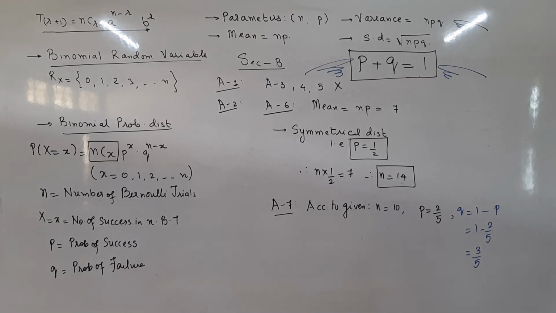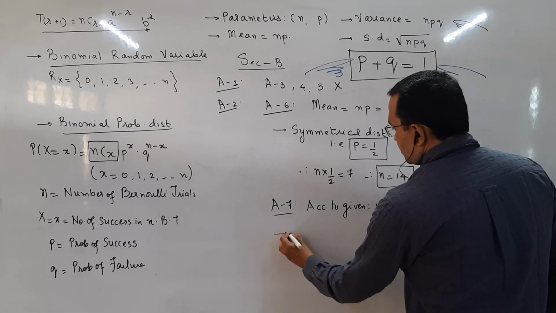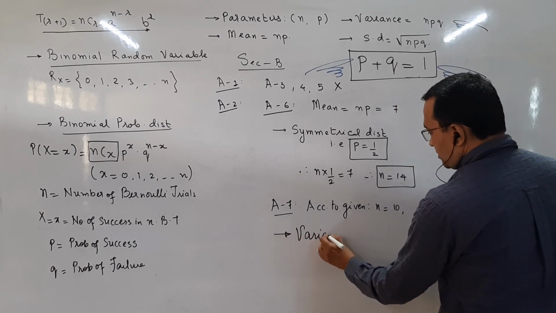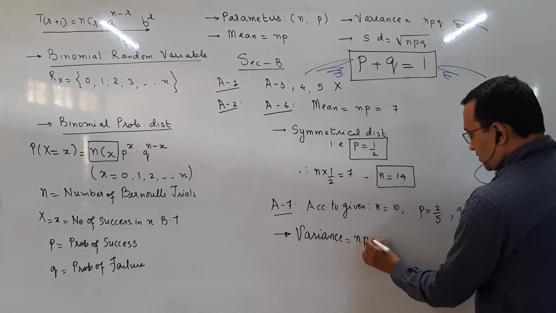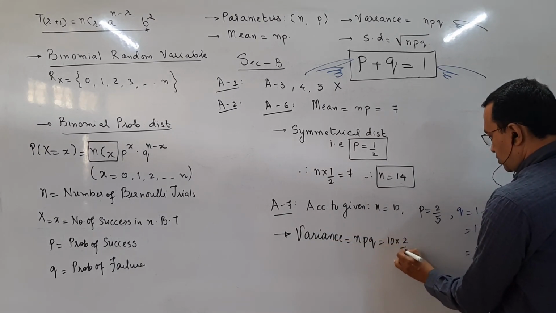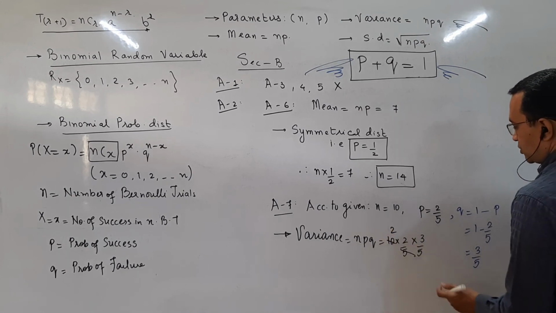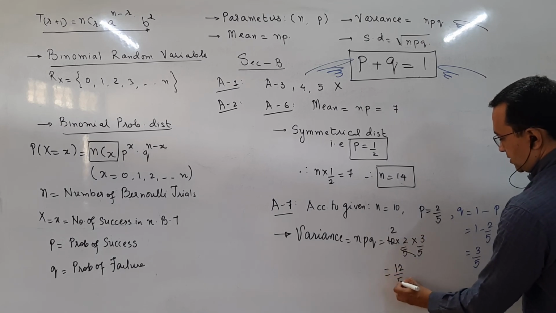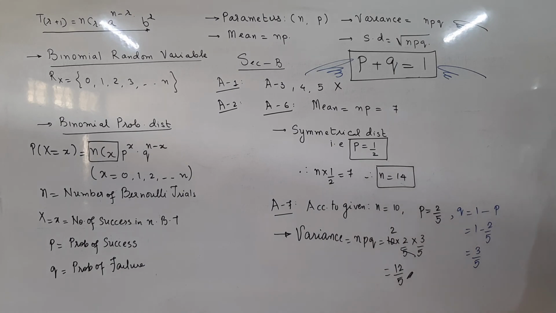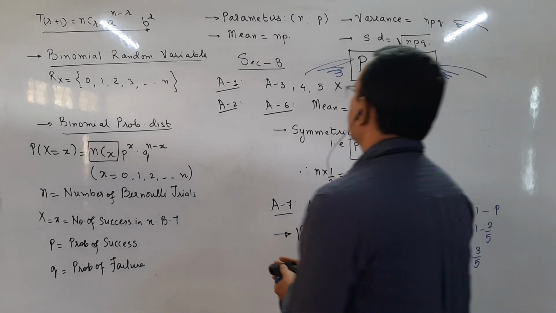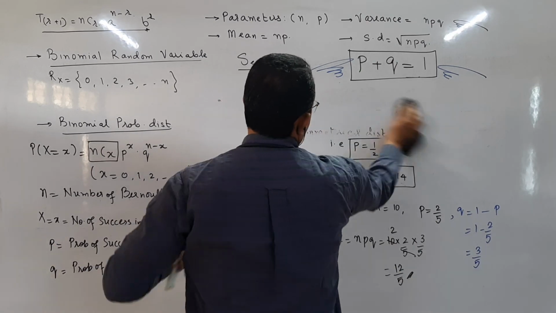Now, variance has formula NPQ. So if we are going to find variance, then variance is equal to NPQ, 10 into 2 by 5 into 3 by 5. 5 1s are 5, 2s are 4, 3s are 12. So the variance is 12 by 5. So this is how, students, we apply the formulas which we have written in terms of basic properties. Okay, let us go further.